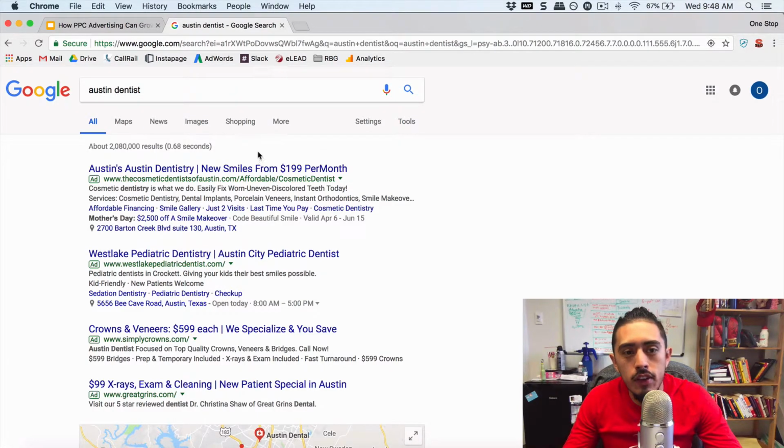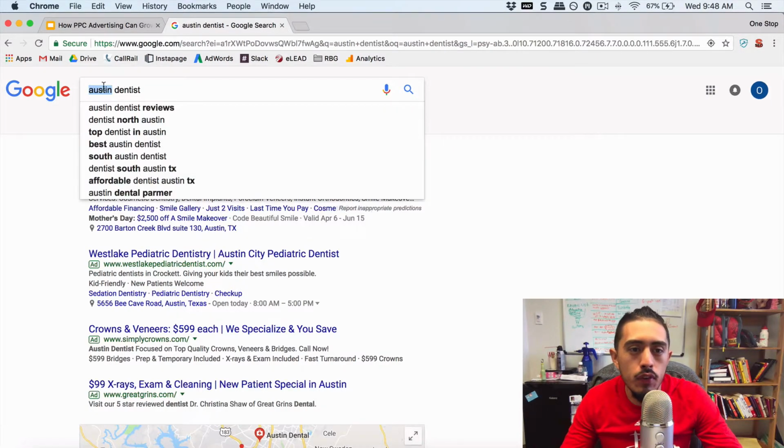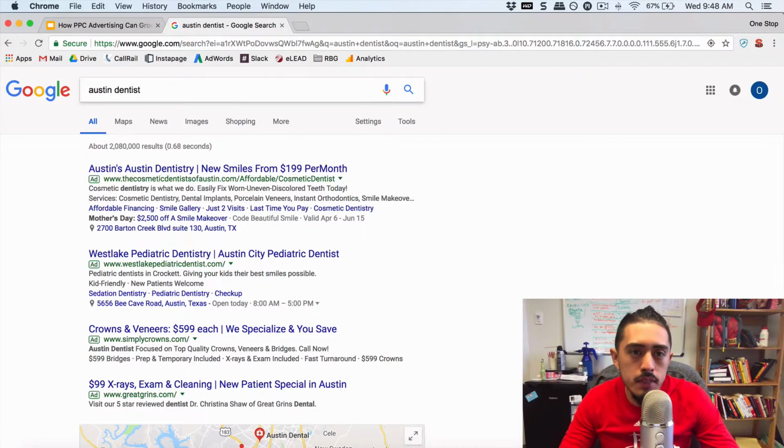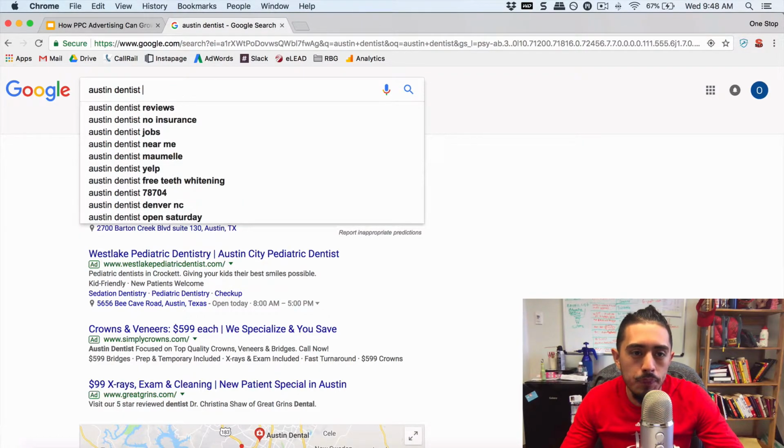Now, if you live in a much smaller city, right? Austin is, I believe, a top 10 city in the U.S. If you go to the second to last city in the U.S., the population size is much, much smaller. So sometimes you're not going to have as many keywords being searched for every month. So let's say every month in Austin, they search for Austin dentist 1,000 times per month.